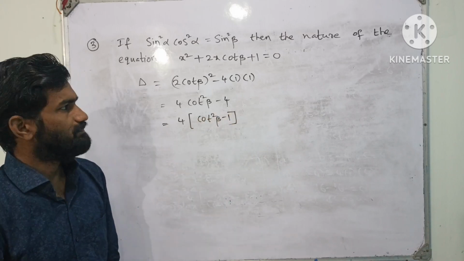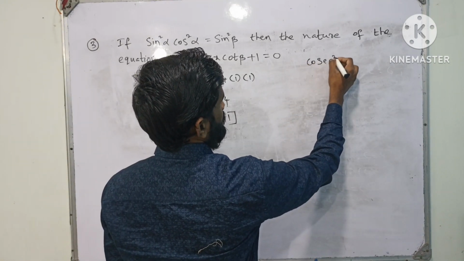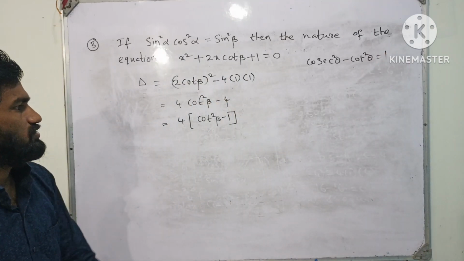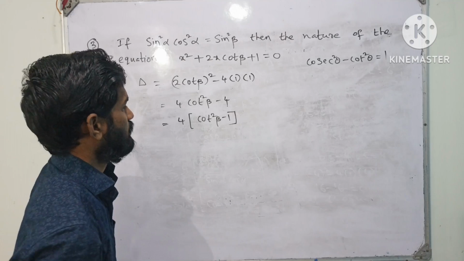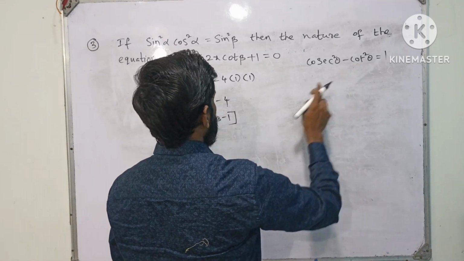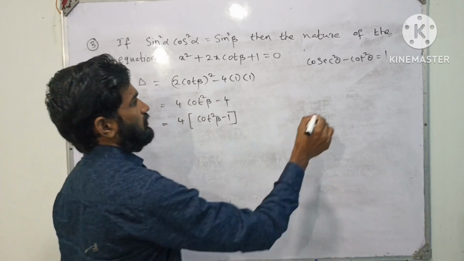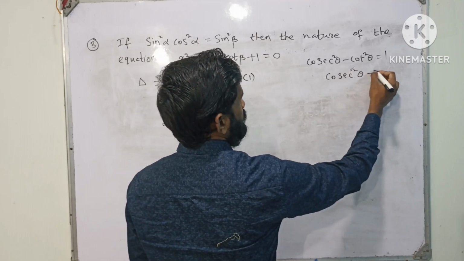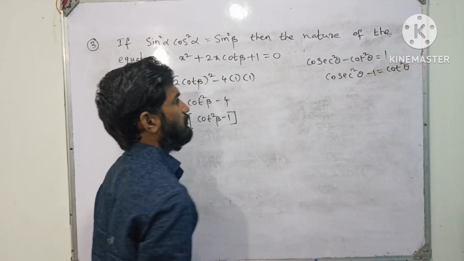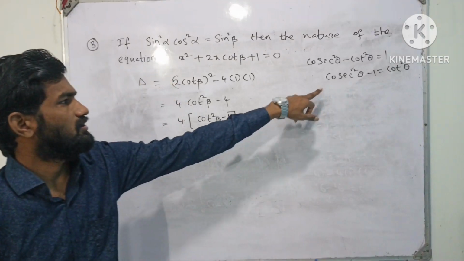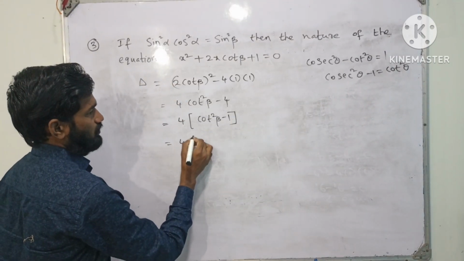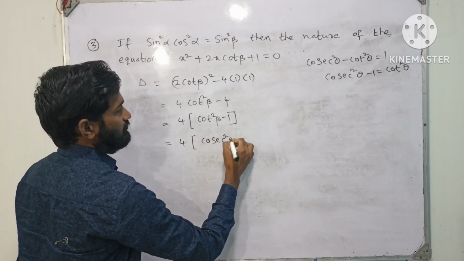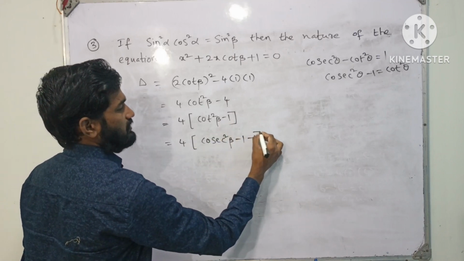Now we already know that cosecant square theta minus cot square theta is equal to 1. Here we have cot square theta minus 1, so in place of cot square theta we can write cosecant square theta minus 1. Cosecant square theta minus 1 is equal to cot square theta. So I am substituting cosecant square beta minus 1 in place of cot square beta, which is 4 into (cosecant square beta minus 1, and here one more minus 1 is there, it is minus 1).